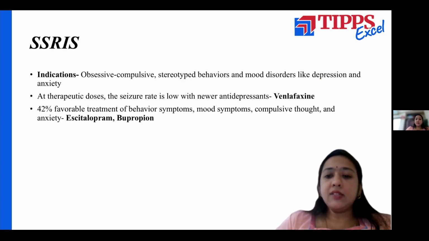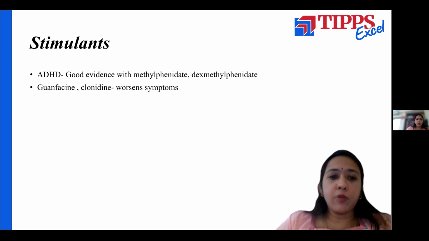Coming to SSRI indications, as I already mentioned, in adults there can be a lot of obsessions and anxiety disorders. In that case we can choose SSRIs, and we have to choose medications which will not alter the seizure threshold, like venlafaxine. One study has shown very good efficacy with escitalopram and bupropion.